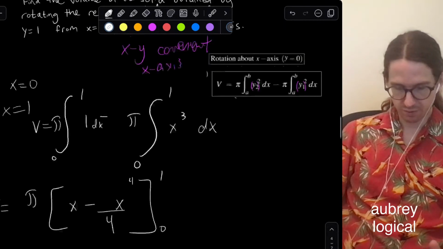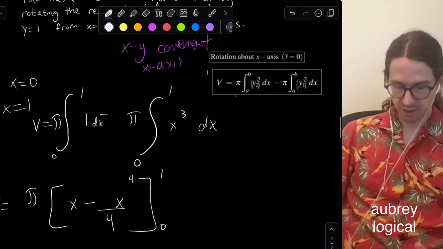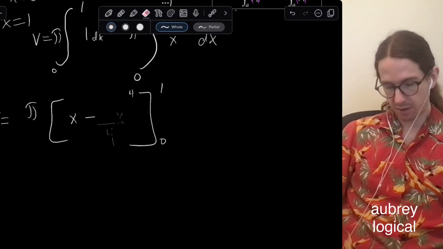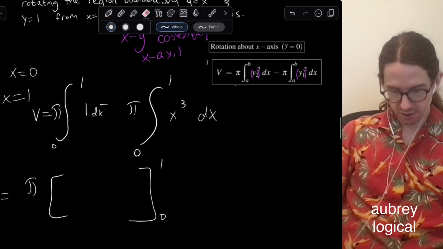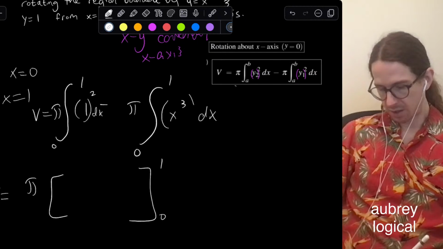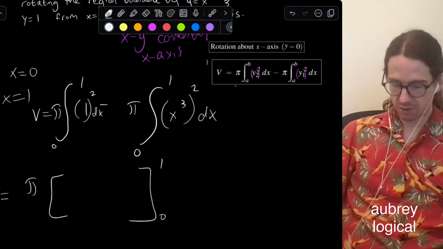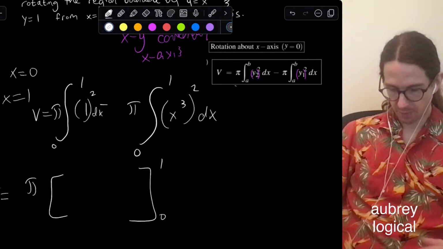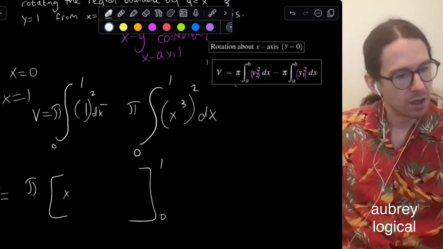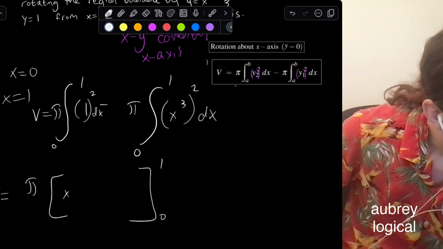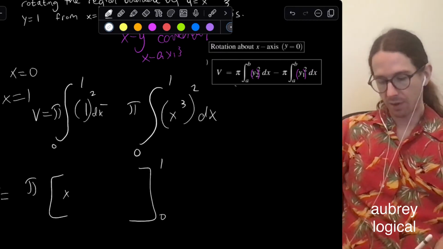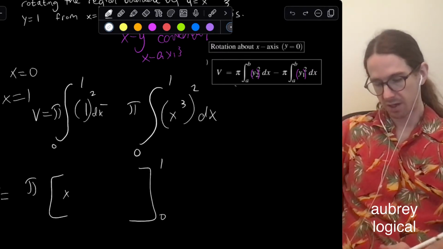And then we still have to. Oh, but I didn't square them. Silly, silly, silly. All right, let me fix this. So it's going to be 1 squared dx minus x cubed squared dx. That's going to be the same for our first one because 1 squared is still 1. Okay, so we're going to multiply our exponents, and that's going to give us x to the 6th.